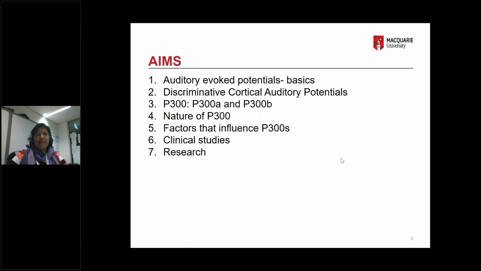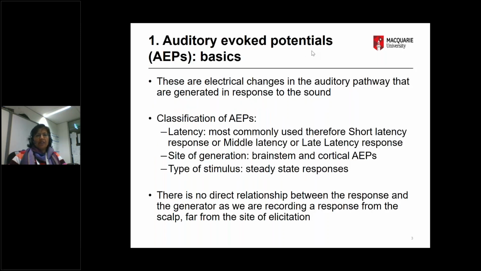So going from there, let's talk about auditory evoked potentials, the very basics. And I'm not going to talk too much about it, very little. So what are auditory evoked potentials? This is mostly a reminder, because when we are working with evoked potentials, we are so embedded in it that we tend to sometimes forget. The first thing is that these are electric changes in the auditory pathway, generated in response to sound, therefore auditory evoked. And potential and response are used interchangeably.